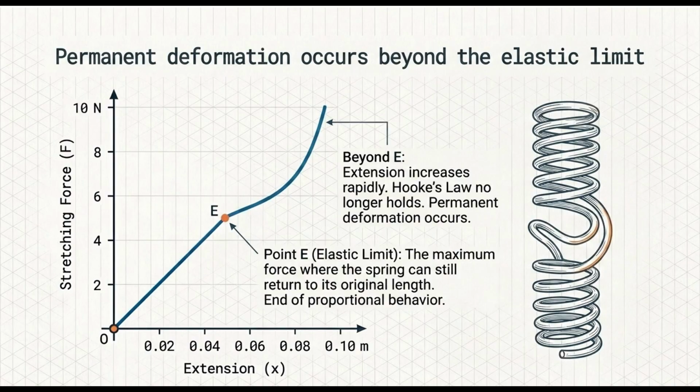If the force continues to increase, permanent deformation may occur. The spring becomes permanently stretched and cannot return to its original shape. This region is sometimes called the plastic region, the permanent deformation region. This is how the graph will look at that point.